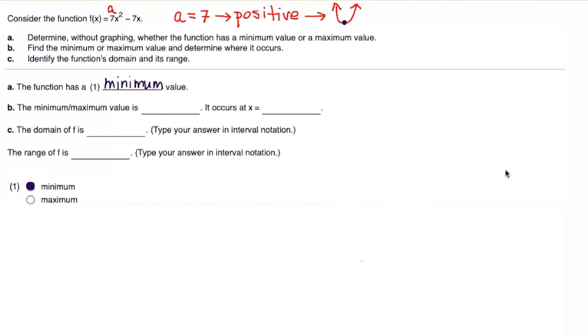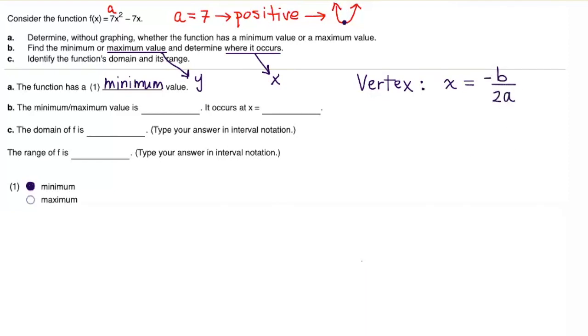Now it says it wants me to find the value and determine where it occurs. When it says find the value, that's the y coordinate. When it says where it occurs, that's the x coordinate. So I need the x and y coordinate of the vertex. I can do this without graphing. We saw in the last example that when you want to find the coordinates of a vertex without a graph, there are 2 steps. You begin with the formula x equals -b over 2a.